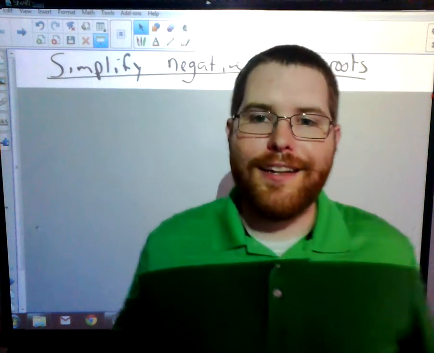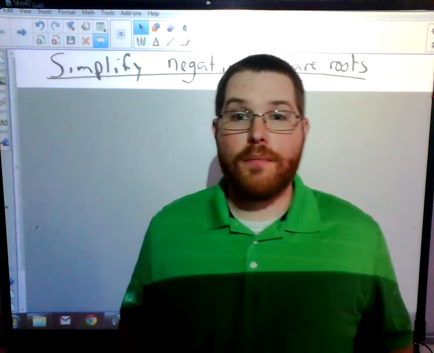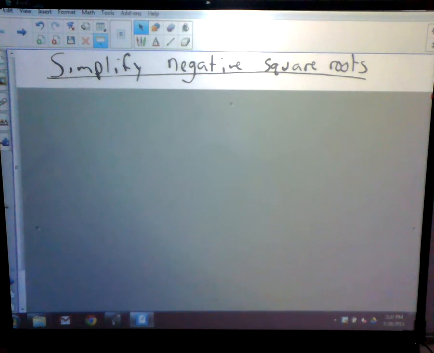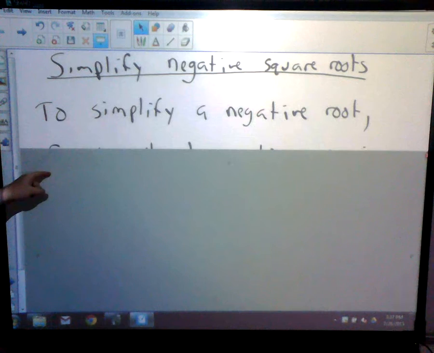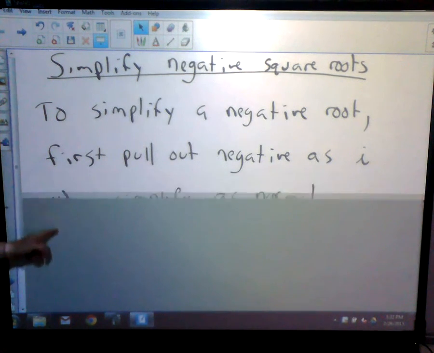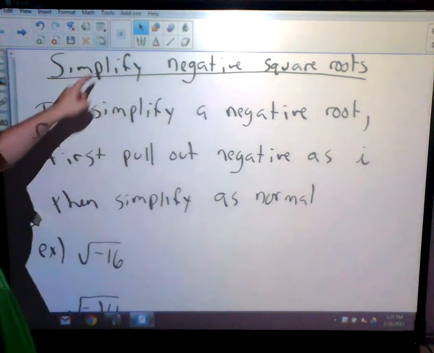Hey everyone, these are your last notes on quadratics. We're going to talk about the quadratic formula. But before we get into that, let's talk about simplifying negative square roots. To simplify a negative square root, first pull out the negative as i, then simplify as normal.